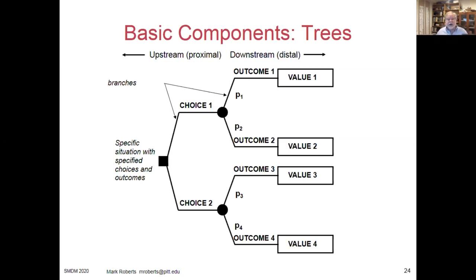Once the outcome occurs, it has some value, either a life expectancy, a cost, a quality of life. It doesn't matter what you use as the value, as long as it's the same across all outcomes. In the design of these things, we talk about things closer to the decision node being upstream or proximal, and things farther away and closer to the outcome being downstream or distal. Next slide.